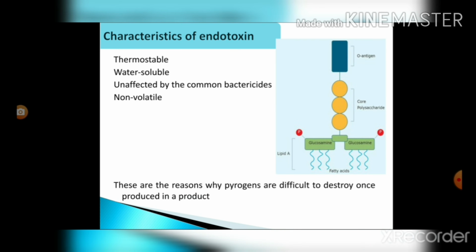In this figure, we can easily understand the structure of endotoxin polysaccharide, that is lipopolysaccharide. At the top there is O antigen, and this O antigen is attached to the core polysaccharide. Core polysaccharide is attached to the glucosamine and glucosamine P sugars, and at the end there is a fatty acid chain. This fatty acid chain and glucosamine is called lipid A. So basically lipopolysaccharide is made up of lipid A, core polysaccharide and O antigen molecules.